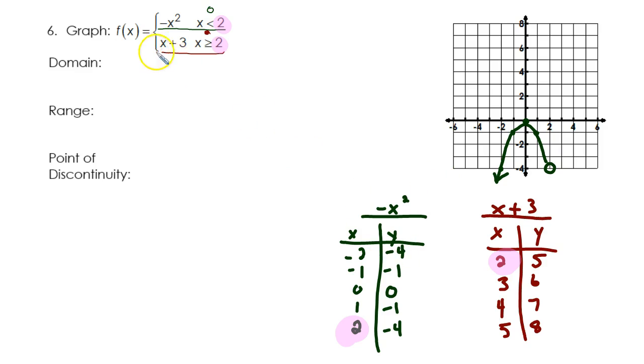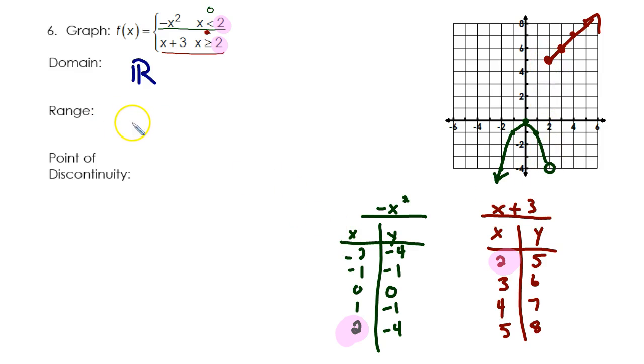It changes to a linear function for x values greater than or equal to 2. So at 2 comma 5, which is about right here, I can use a closed circle. 3 comma 6, 4 comma 7, I end up with a linear function. And again, I start here and I go forever to the right for greater than 2. I have a domain of all real numbers. Even though there's a point of discontinuity, that x value is still on one of the two functions.